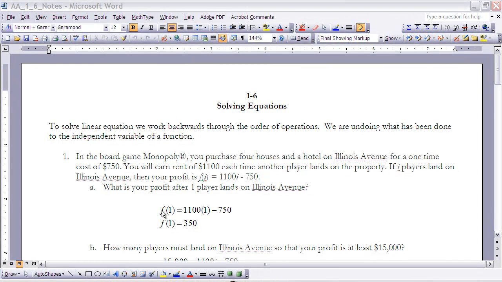Just a reminder, when we're solving any sort of linear equation, meaning that it forms a line if we were to graph it, what we're going to do is work our way backwards through our order of operations. Okay? So when we're solving an equation, really what we're doing is undoing what has been done to the independent variable.